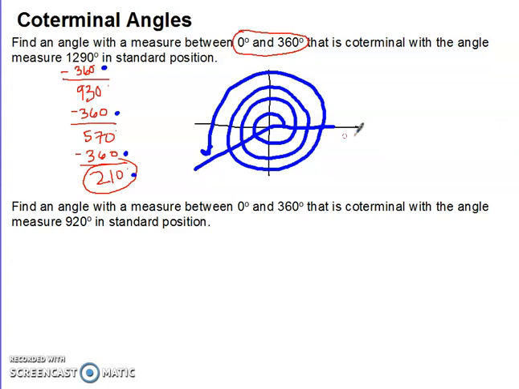Instead, what we can do is, instead of spinning around 3 times, we can go ahead and start in standard position and simply rotate around to end at that 210 degree angle. These angles start and end in the same position. They are coterminal, but one is much more direct than the other. So go ahead and take a minute, pause the video, and try out 920 on your own.